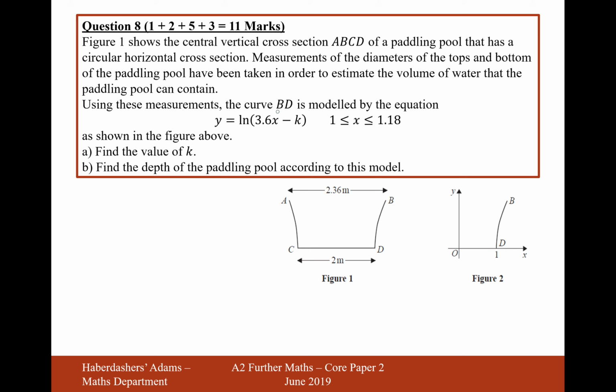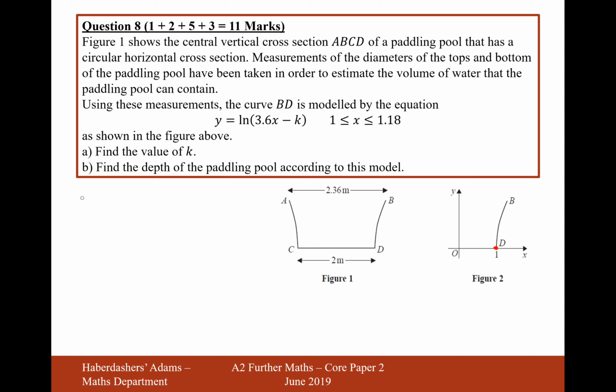Using the measurements, the curve BD is modelled by the equation y equals ln(3.6x) minus k, where x is in between 1 and 1.18. Find the value of k. Okay, so if we substitute in x equals 1, then we know that we're going to get 0 out of it.